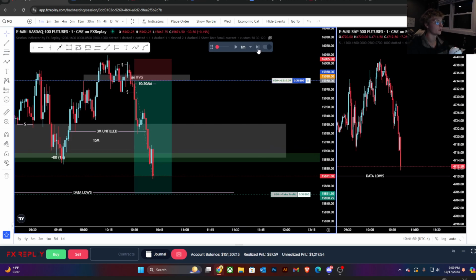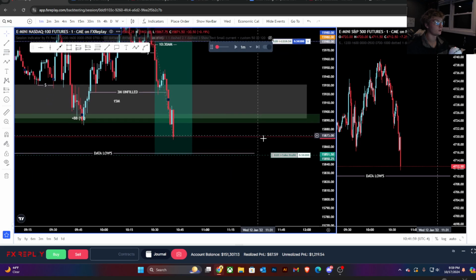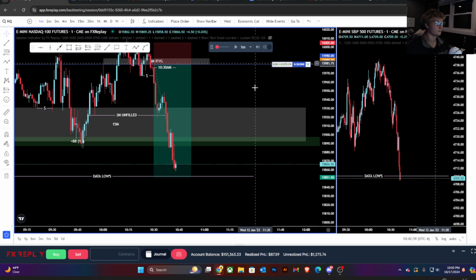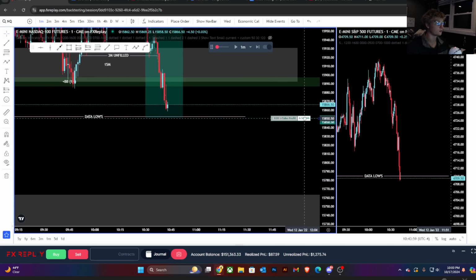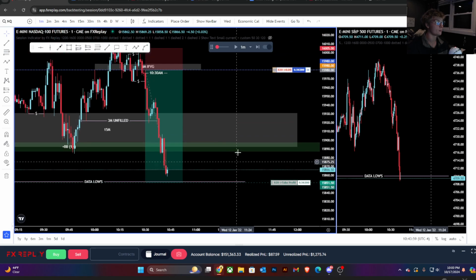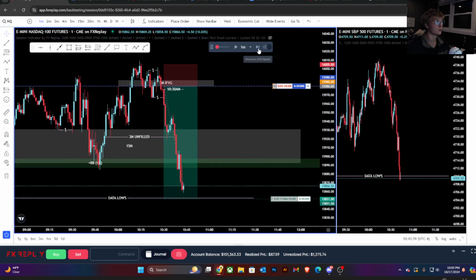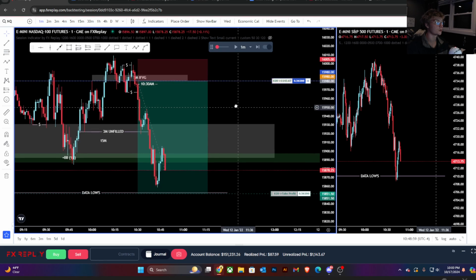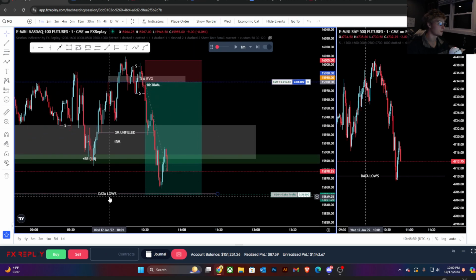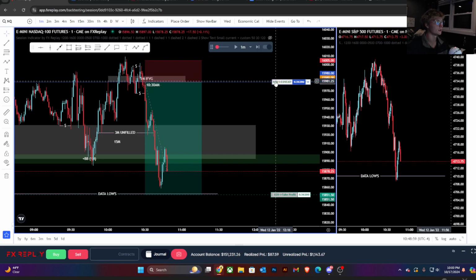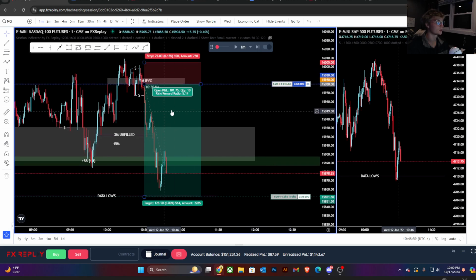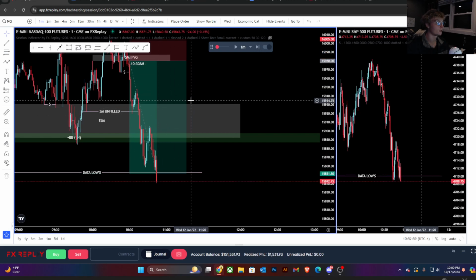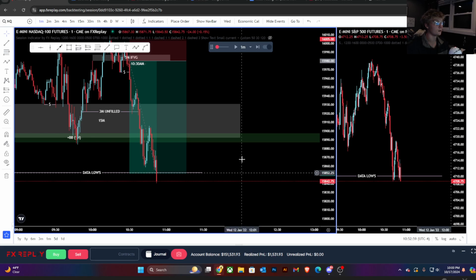So yeah, we're just holding here. And yeah, we'll just full close once we hit data. It's more than enough for me. But yeah, no trailing stop or anything, because data lows are super high probability here. I mean, I guess we could trail to the swing, but yeah, there we go. Data lows taken. Banger trade.